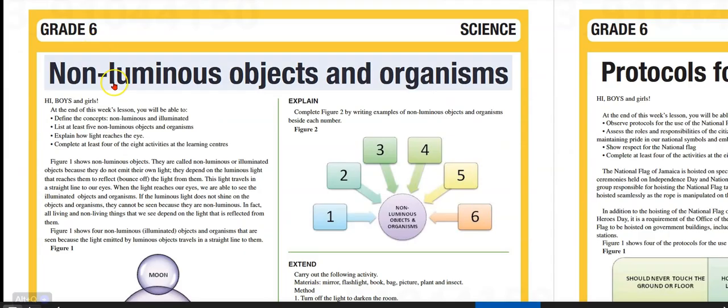So in this episode, we looked at non-luminous objects and organisms. Let's go over our objectives. Were you able to define the concept non-luminous and illuminated? Were you able to list 5 non-luminous objects and organisms? Were you able to explain how light reaches the eye? Did you complete at least 4 of the 8 activities at the learning centers?